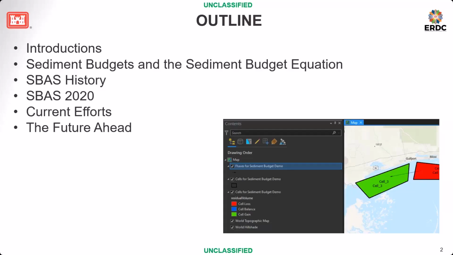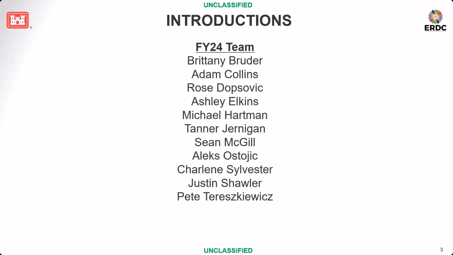So for our outline, I'll go through the current team. It ebbs and flows as the years go by, depending on what we need. I'll talk about sediment budgets as a whole, as well as the sediment budget equation that SBAS is based off of. We'll do a real quick dive into SBAS history. Then we'll dive into the discussion of the tool a little bit. We'll highlight some of the current efforts that are going on by the team, which I think are really exciting applications and new innovation for developing sediment budgets, helping create tools to create sediment budgets, and then pulling it all together and looking ahead to see where SBAS is going in these next 1 to 2 years, as well as the 3 to 5 year timeline.